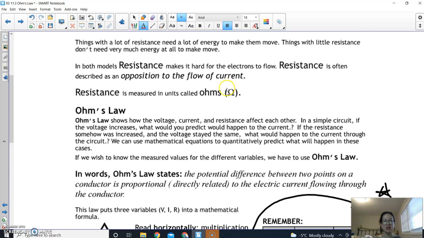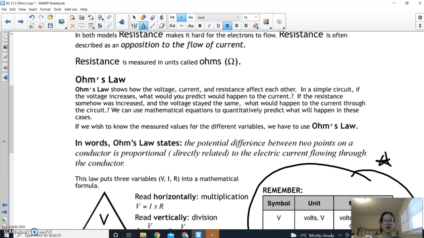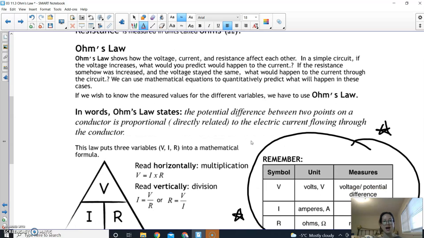We talked about V, I, and R and how they affect each other. That's what this is saying. But basically what we're going to do now is use the equations. Ohm's law states that the potential difference between two points on a conductor is proportional, or directly related, to the electric current flowing through the conductor. I don't think that makes any sense to you as a grade 9 student, but if you can understand that, that's great. We did talk a little bit about directly proportional in the last lesson. I'm just going to keep going.